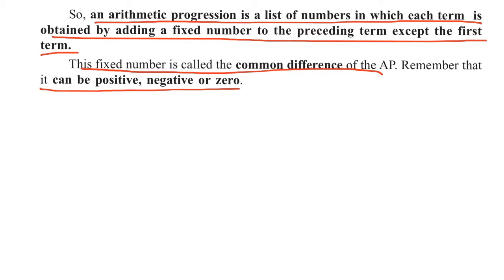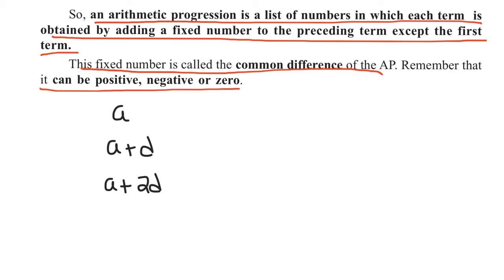So what is the first term? Let us take A to be the first term of the arithmetic progression. What will be the second term? If D is the common difference, the second term is obtained by adding the common difference D to the first term. So our second term is going to be A plus D. What will be the third term? We will add D to the second term. So A plus D will become A plus 2D.